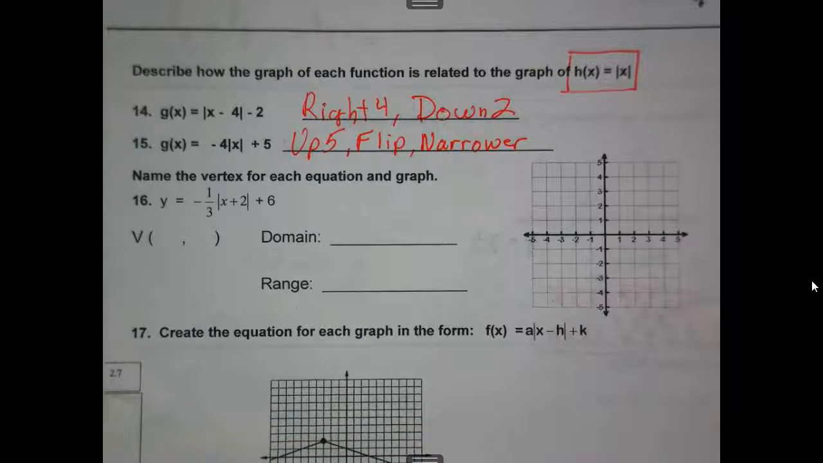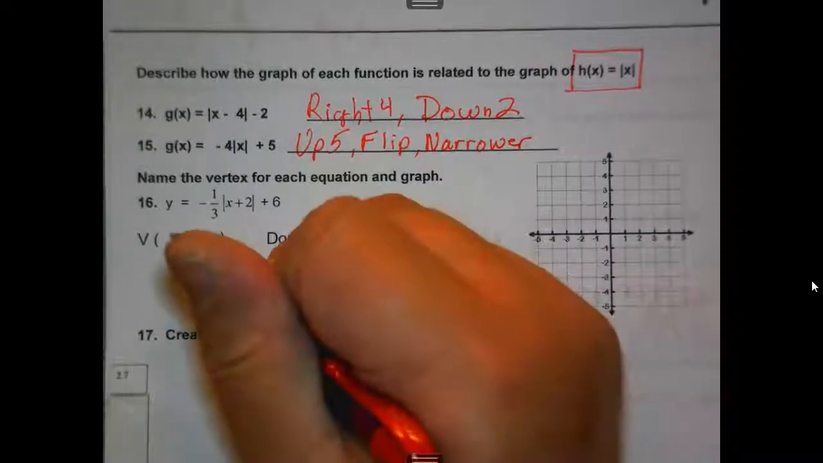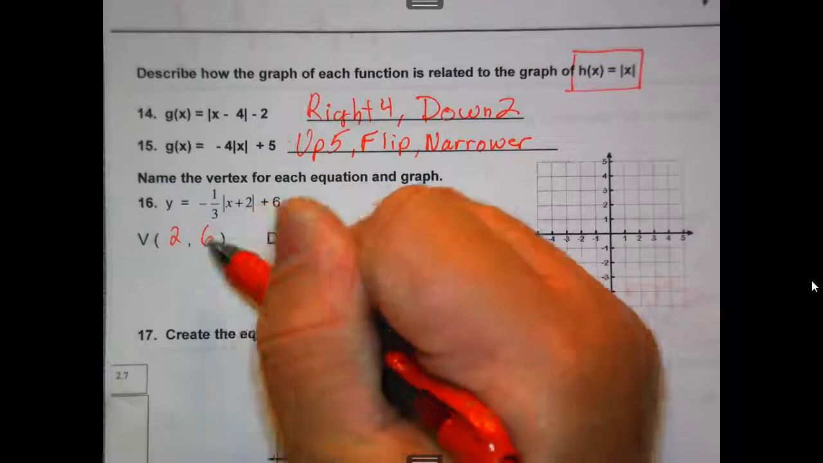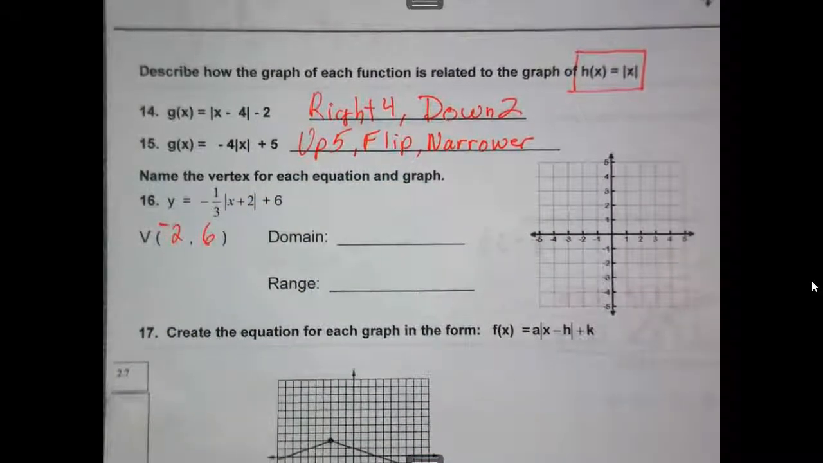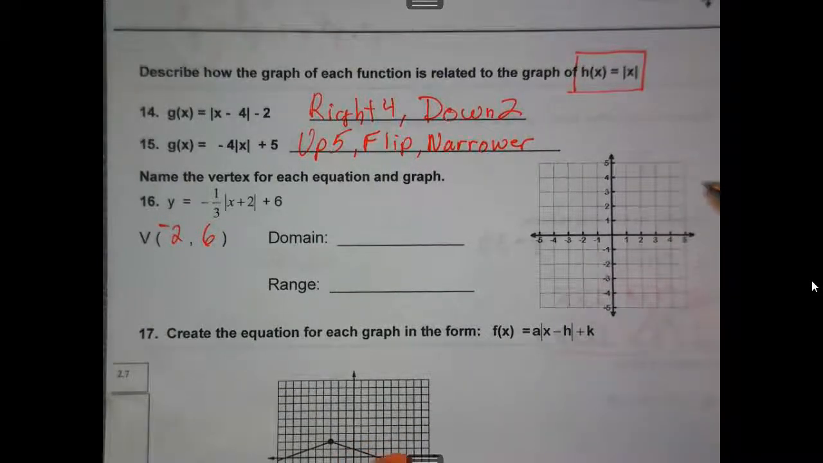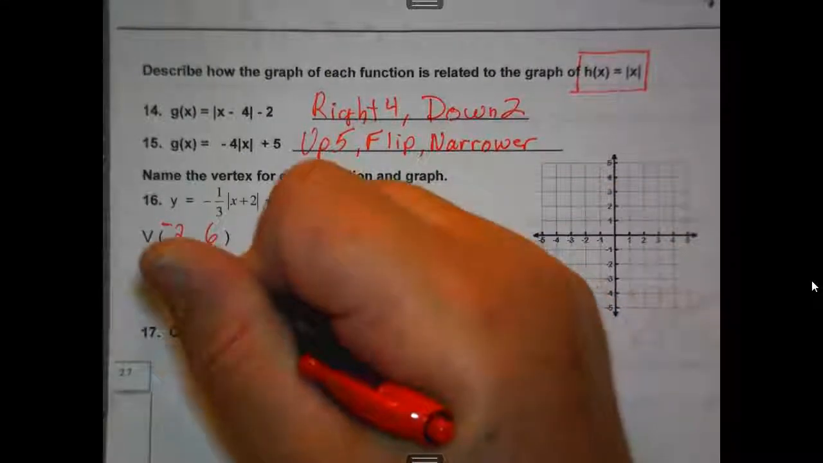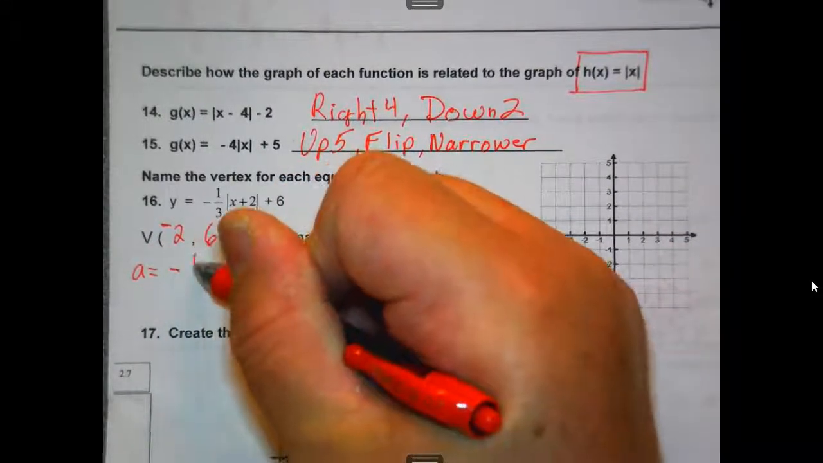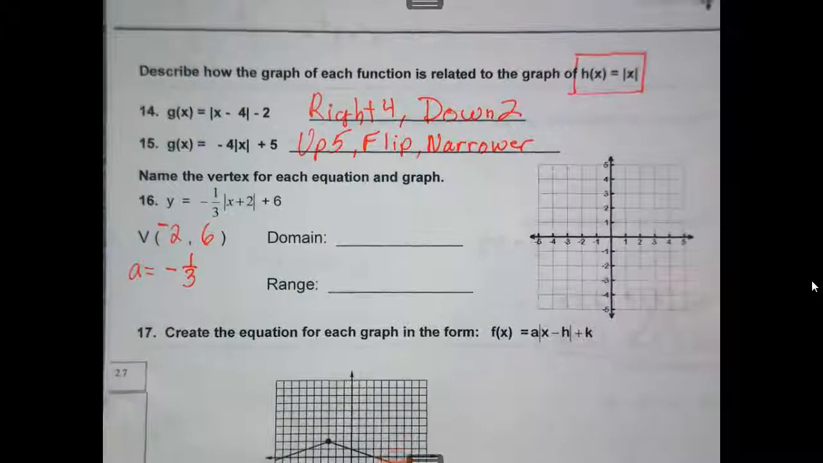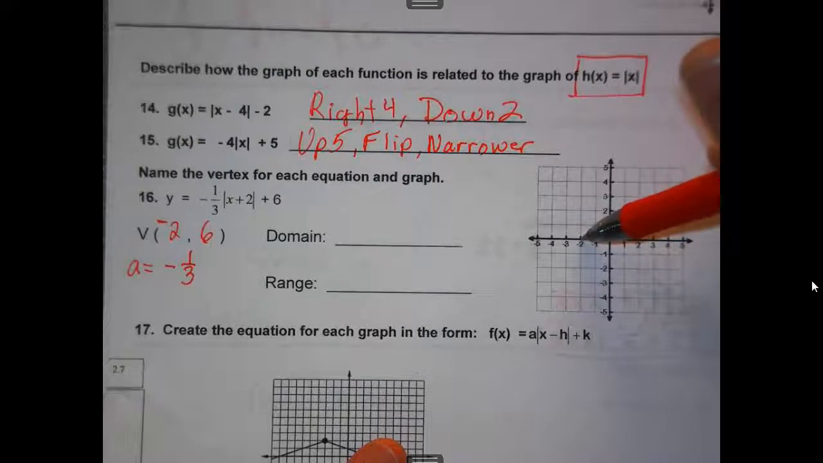All right, number 16. Wonderful. Number 16. What's my vertex? Okay, you're close. -2, 6. Wonderful. So we're going to have 6 people pass the quiz tomorrow. So what's my slope? -1/3. So I'm going to start at -2, 6.